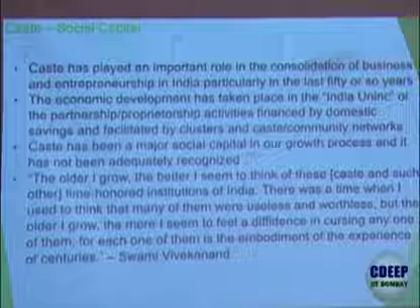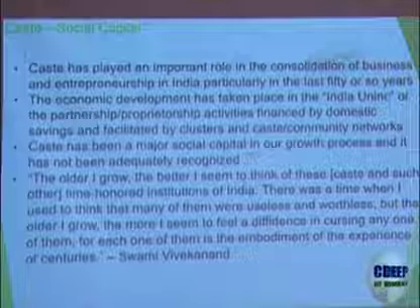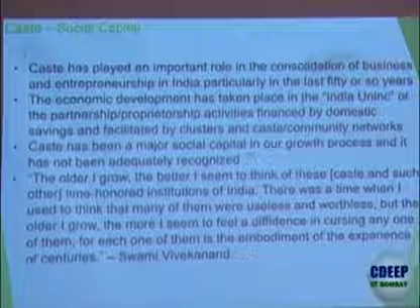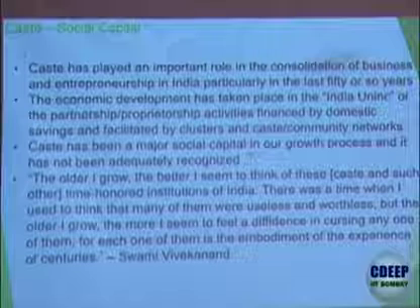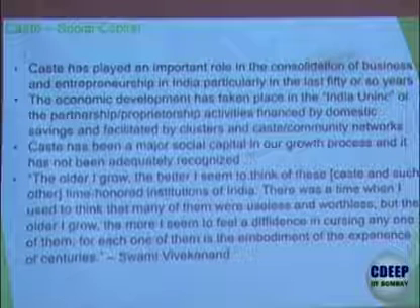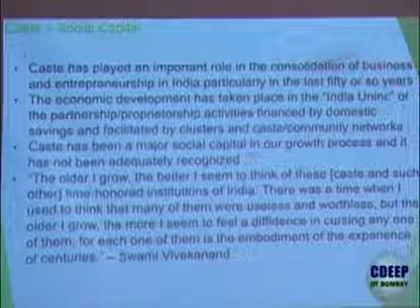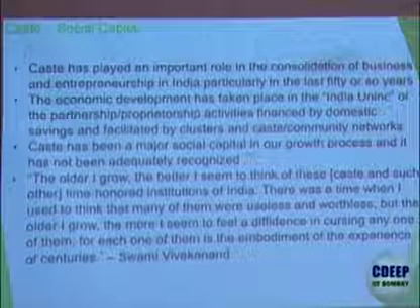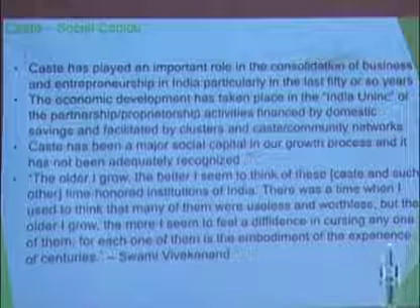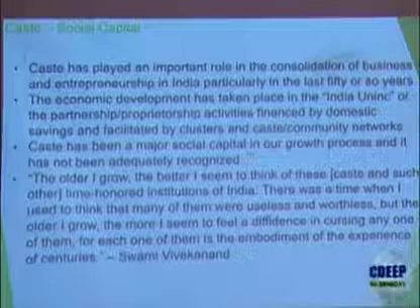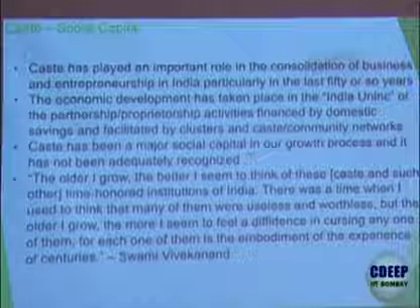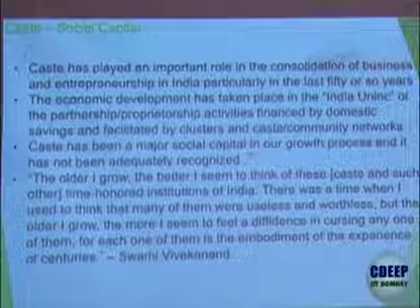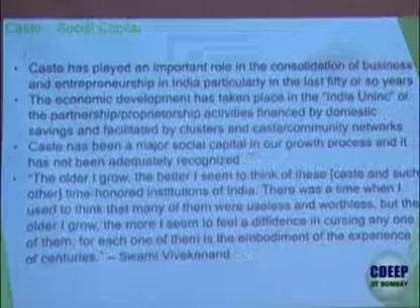Swami Vivekananda also said that the older I grow, the better I seem to think that these time-honored institutions of India, there was a time when I used to think that many of them were useless and worthless. But the older I grow, the more I seem to feel a diffidence in cursing any one of them, for each one of them is an embodiment of the experience of centuries. So he just wanted to say that even if these systems are present in India, they have an experience and culture of their own, which has contributed to India as well.